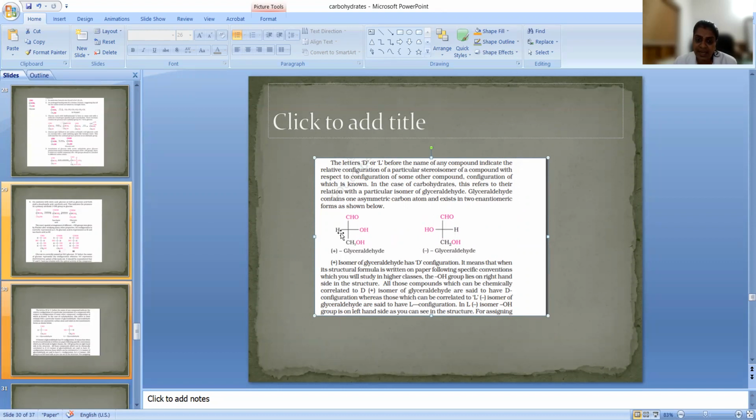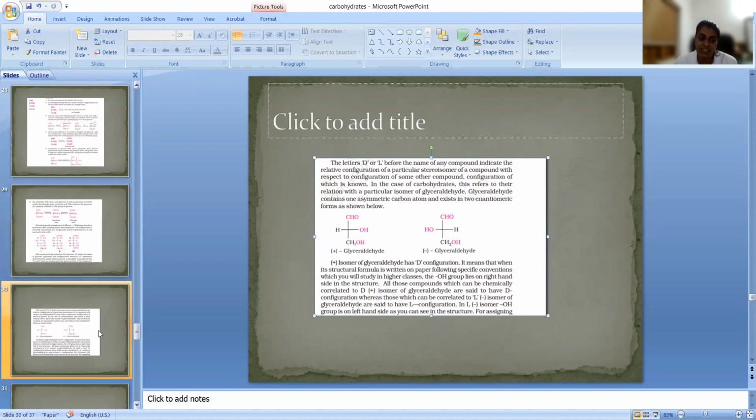So in this glyceraldehyde, OH is on the right side, so this is considered as D-glyceraldehyde. If OH is on the left side, that is considered as L-glyceraldehyde. In this way, we are finding the configuration. So configuration and optical rotation are two different things. There is no relation between optical rotation and configuration. Configuration we are assigning by comparing it with the glyceraldehyde configuration. If OH is on the right side, that is D, and if OH is on the left side, that is called the L configuration.